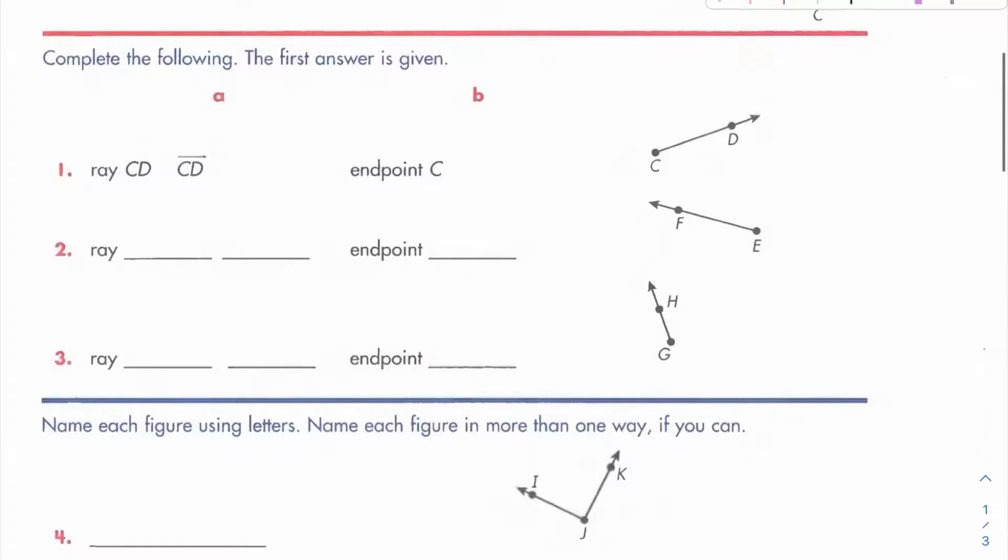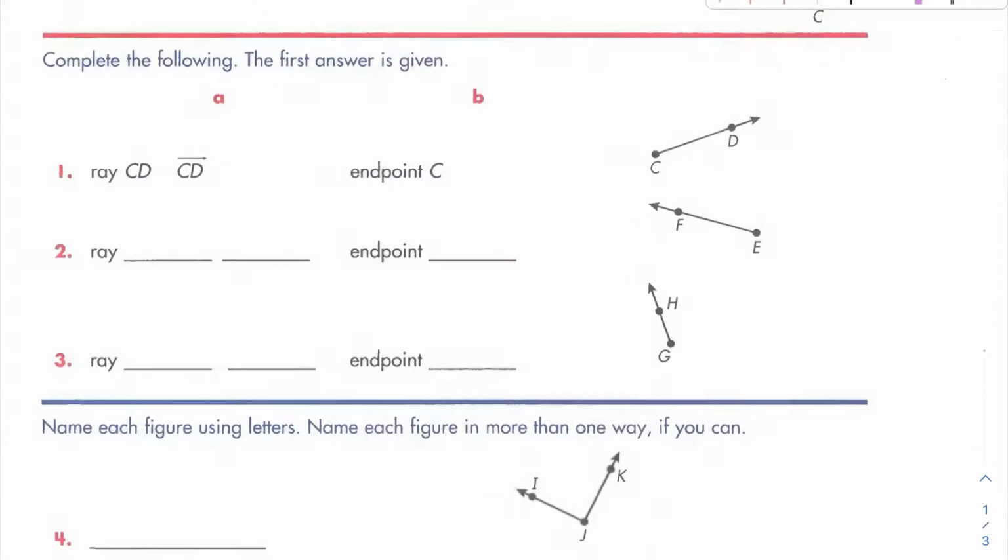Let's look at some examples. In this first section, it wants you to complete the following. The first answer is given. So for number 1, you can see at the right we have a ray due to the fact that C is an endpoint, and then off to the right and up it goes to an arrow. That tells us it is a ray. So we could call this ray CD, or we could simply put the letters CD with the symbol for a ray on top of it, and the endpoint of this ray is point C. Go ahead and do the same thing for examples 2 and 3.